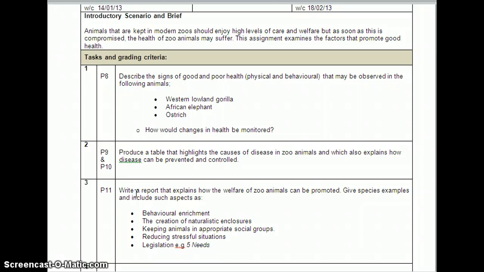So for the third part task, what you need to be able to do is just write a short essay, so around 500 to 750 words, that's about a page and a half, and say how the welfare of animals can be improved and is improved using those 5 titles that you see in front of you there. So behavioural enrichment, creation of naturalistic enclosures, keeping animals in appropriate social groups and reducing stressful situations, and how it copes with the legislation. So for example, should be fairly evident for that one. Just make sure you include examples in each of those paragraphs when you're writing about it.